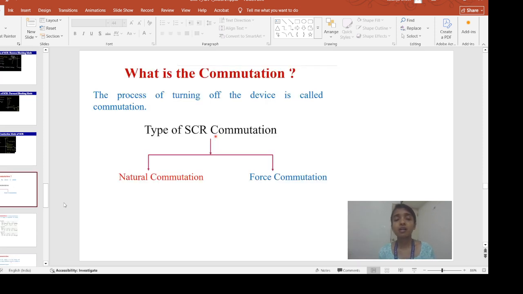Now let's see what commutation is. The process of turning off the device is called commutation. Commutation can be of two types. If we are discussing commutation in SCR, one is natural commutation and the other is forced commutation.